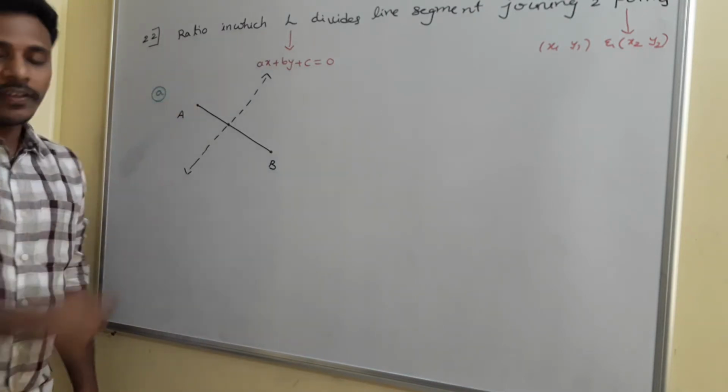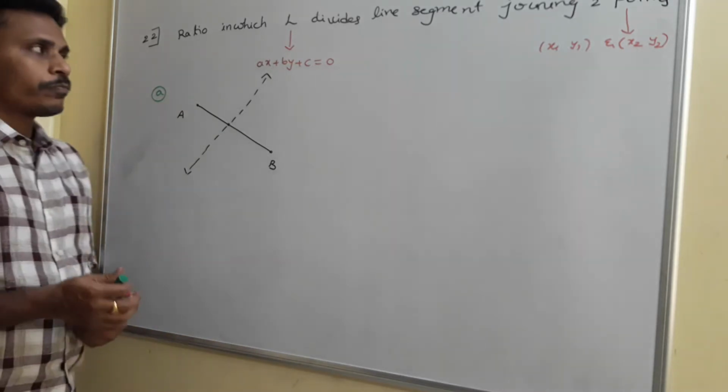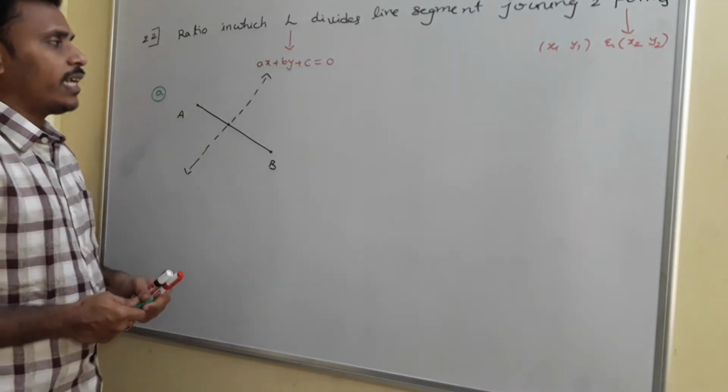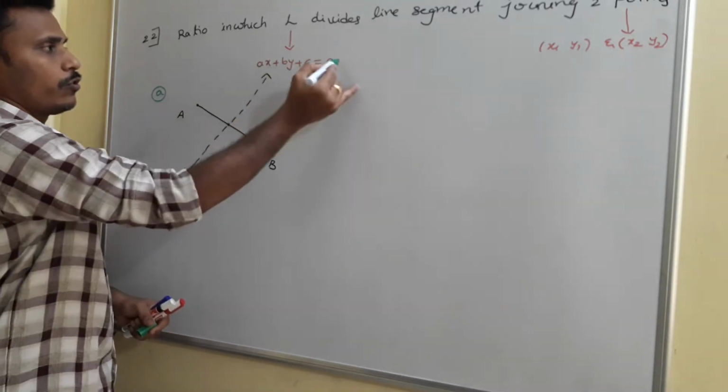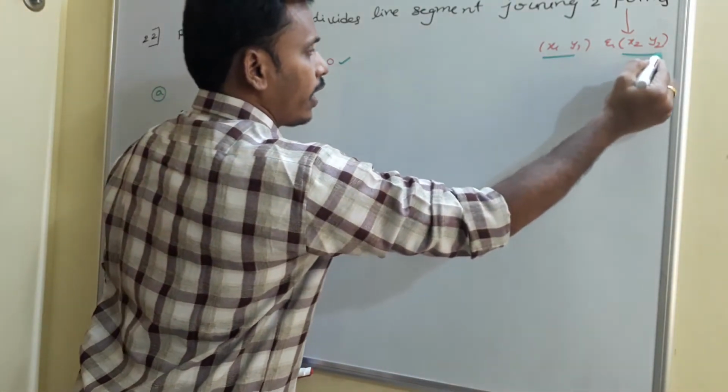We are going to find the ratio in which L divides the line segment joining 2 points. First of all, you need to identify the line. The line is given as ax plus by plus c equals 0, and the 2 points are (x1, y1) and (x2, y2).